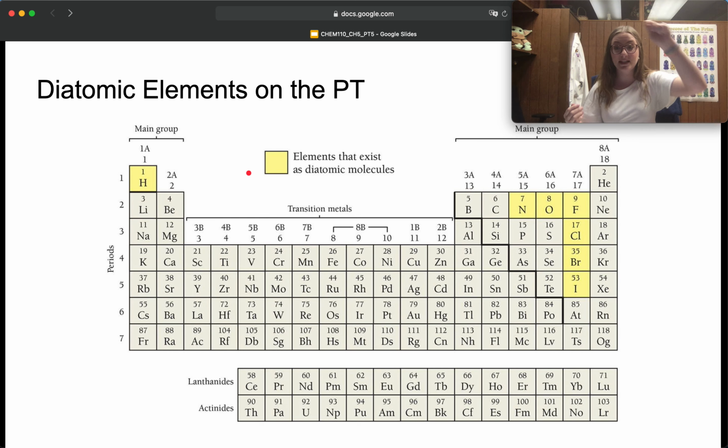Kind of start to stick these guys in your brain, have them ready to pull out of your back pocket, and you know exactly which ones those diatomic elements are. Again, you can use Brinkelhoff like I do to remember this, or you can remember them as that number 7. There are 7 of them, as that number 7 and hydrogen on the periodic table.